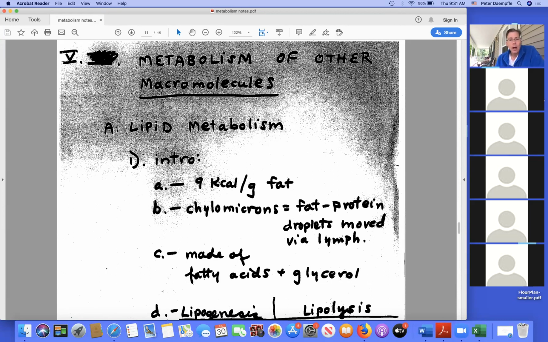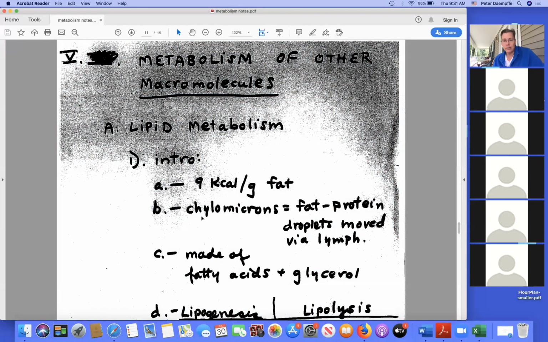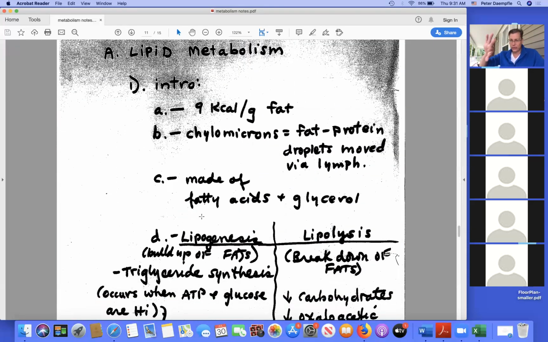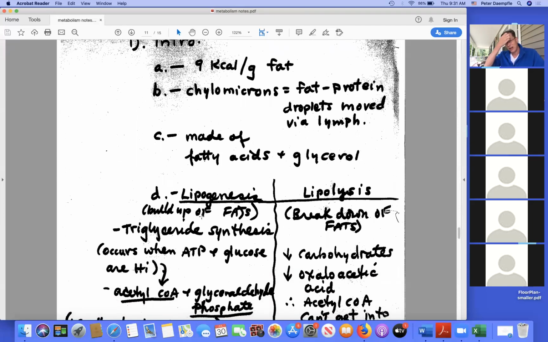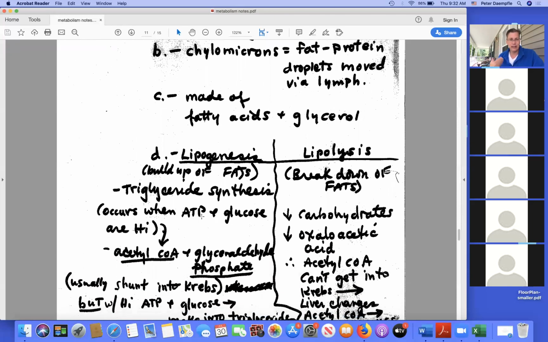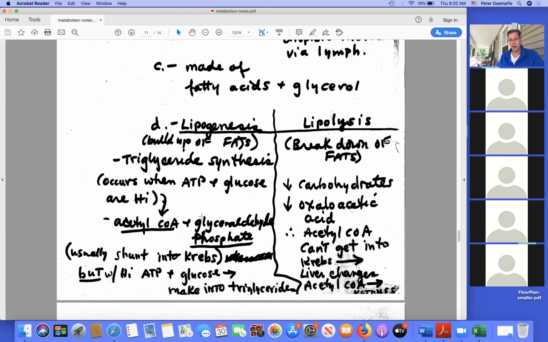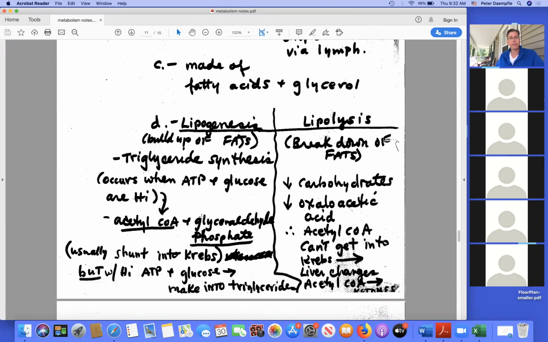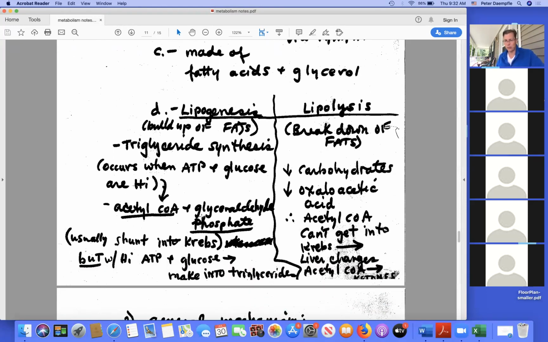All right. How are fats transported in the body? First of all, we talked about, remember, chylomicrons, little fat protein droplets that are moved through the lymph from the villi of the small intestines, and they are brought to the liver, and there is in the liver and then in all cells of the body, lipogenesis and lipolysis. Let's start first with lipolysis, the breaking down of fats.